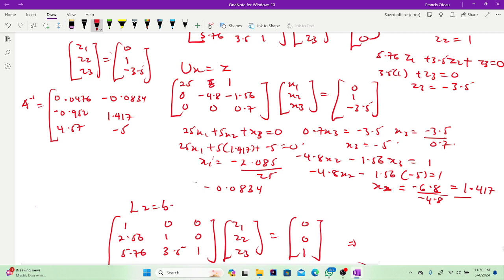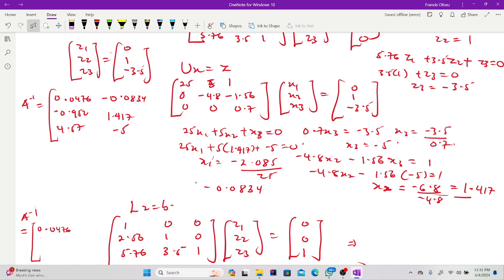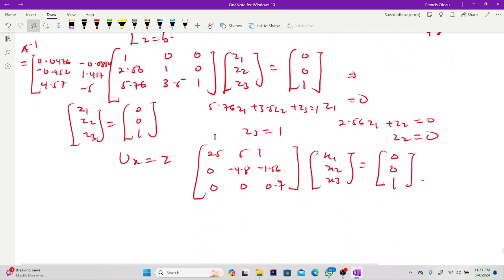So this A inverse, right? A inverse is equal to, let me squeeze it somewhere here, 0.0476, negative 0.952, and I have 4.57. Here is negative 0.0834, and I have 1.417, then I have negative 5. So we add up as we proceed, okay? So that's the A inverse.